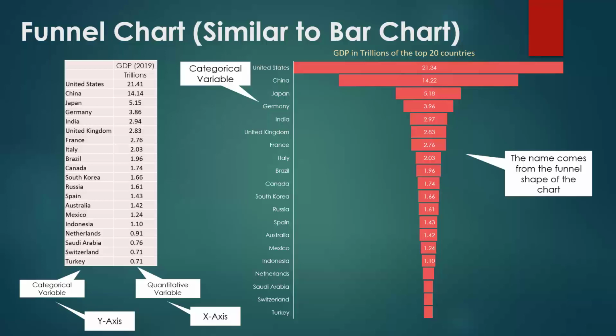So that's our categorical variable, and we have the quantitative variable on the right. And of course, the name comes from the shape of the chart. Now, you can only get the shape if you have sorted the data from highest to lowest. If the data is not sorted, you're not going to get the funnel shape. Excel will still draw a funnel diagram, but it will not look much like a funnel unless the data is sorted. All right, so let's switch over to Excel and see how this graph was drawn in Excel.